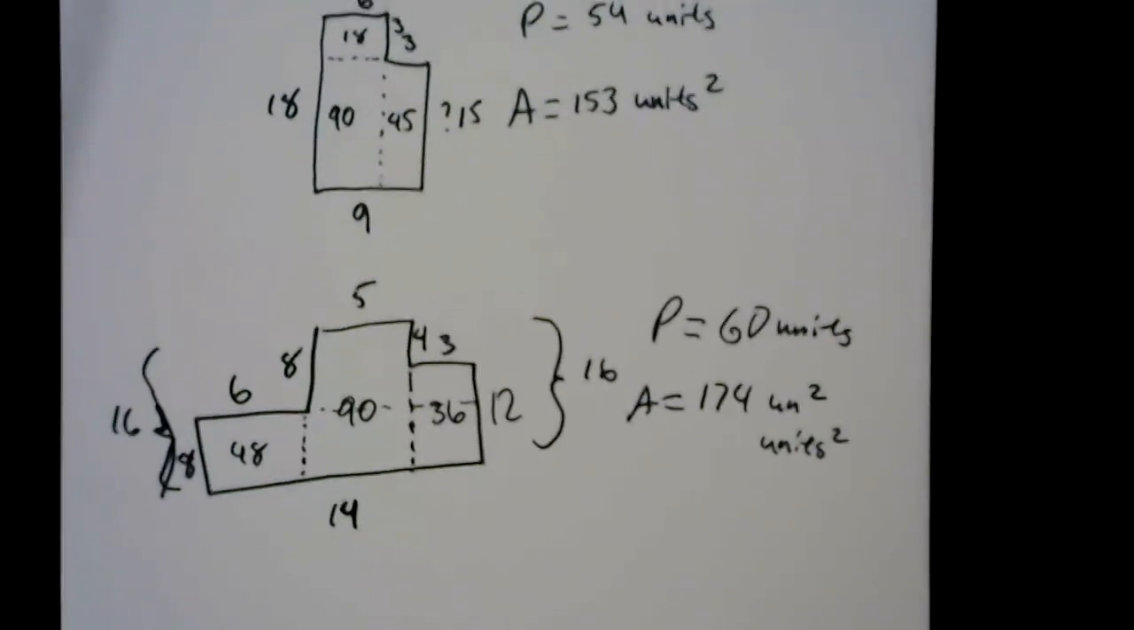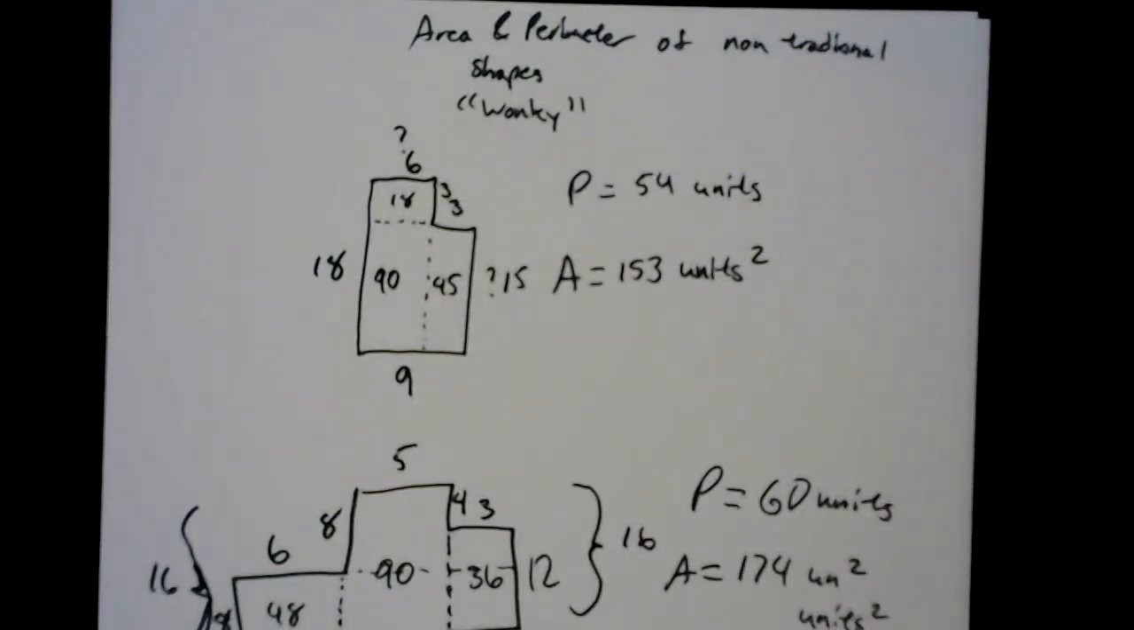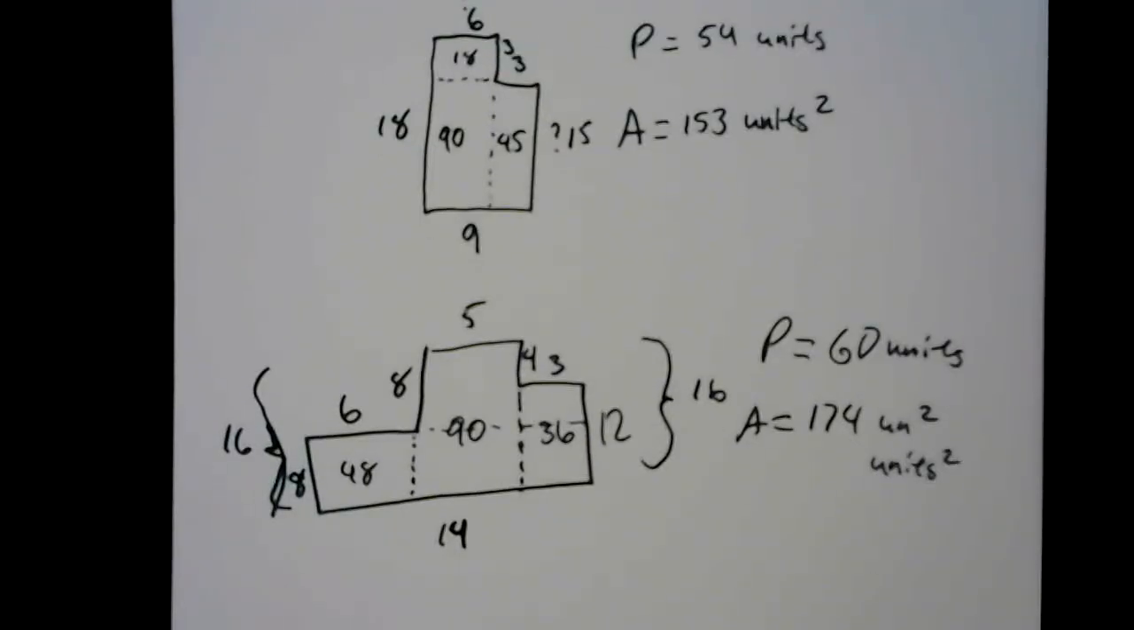So that's a basic summary of doing area and perimeter of shapes that are not like your traditional squares, triangles, and circles and all that stuff. It's not your traditional shapes. It's very wonky, weird looking shapes.